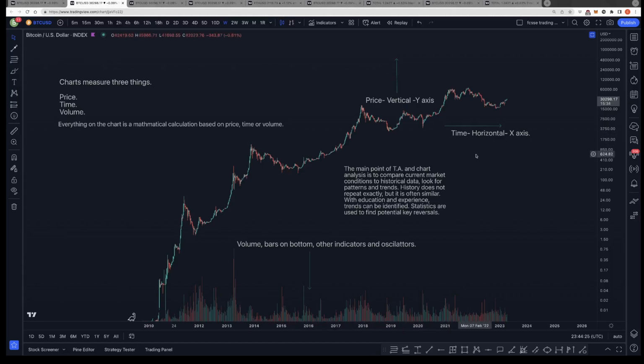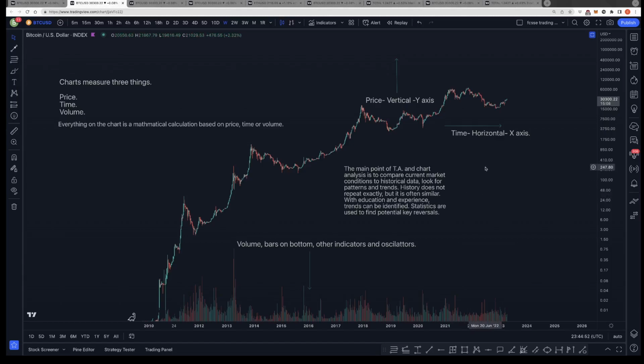So what do we do with this information? How can we use this to our advantage? Well, the main point of this is to compare the current market conditions to the historical data. Essentially, we're looking at what's going on right now and looking for some patterns, similarities to what happened before. Now, history does not repeat exactly, but it is often similar.